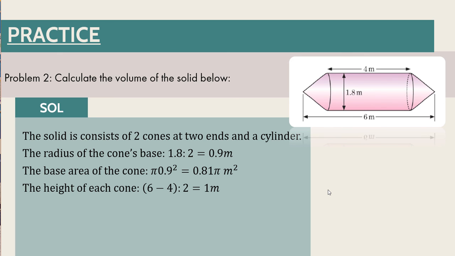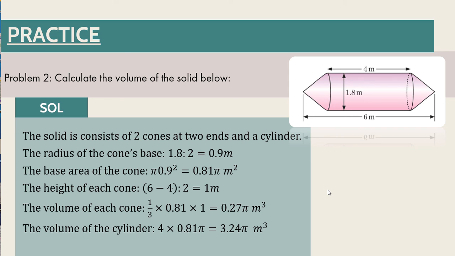So the height of each cone: you can see that the distance between the apex of this cone to the apex of the other cone is 6 meters, while the length of the cylinder is 4 meters. So the height of each cone is 6 minus 4, all divided by 2. It is equal to 1 meter. The volume of each cone is 1/3 times 0.81 pi times 1. It is equal to 0.27 pi cubic meters.